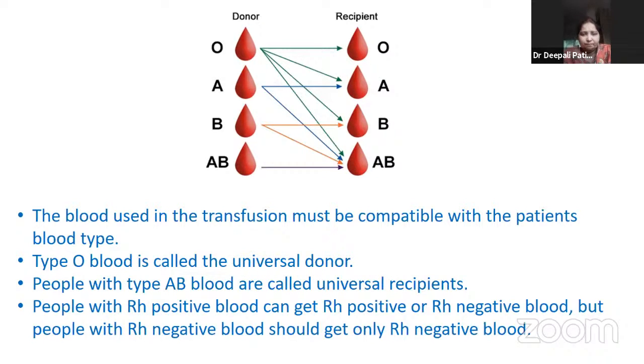The blood used in the transfusion must be compatible with the patient's blood type. Type O blood group is called the universal donor, and people with type AB blood are called universal recipients. People with Rh positive blood can get Rh positive or Rh negative blood, but people with Rh negative blood should get only Rh negative blood.